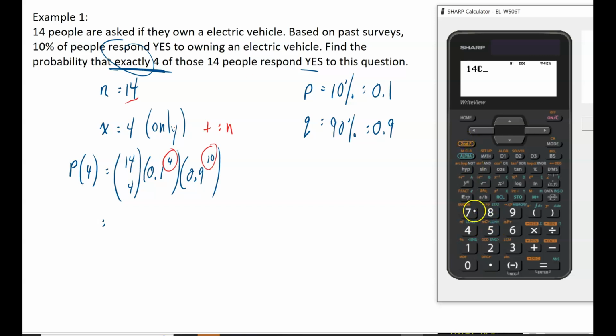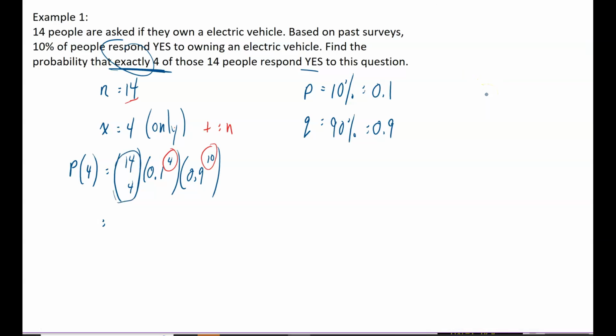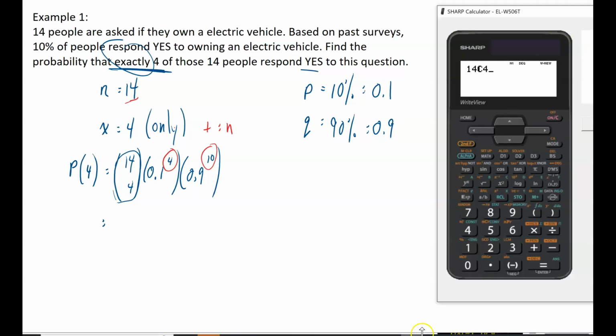They use r on the calculator. It's actually x in this formula, but that's the same value. And then you want to enter your x value. So notice I've got here 14C4. That's 14 choose 4, which is this notation right here. And 14 choose 4 equals 1001.